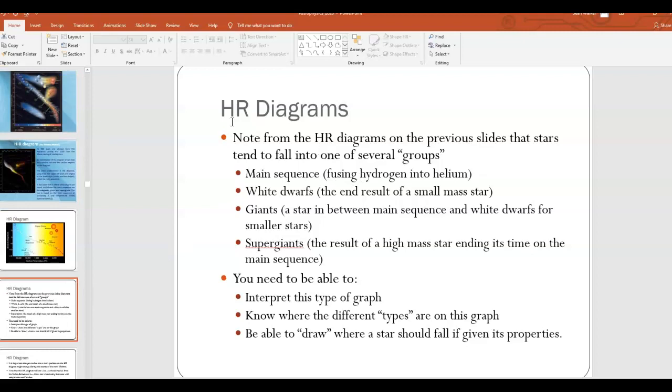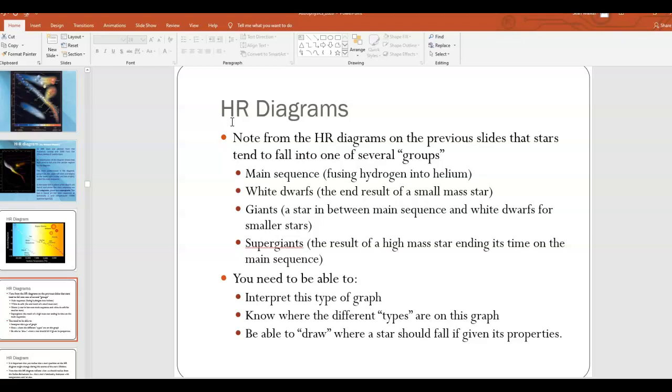So just some general details about the different types of groups. And again, we'll go into much more detail about this later. But main sequence stars are stars that fuse hydrogen into helium. Now, at some point in the star's lifetime, it runs out of hydrogen, and so it stops being a main sequence star, and it becomes something else.